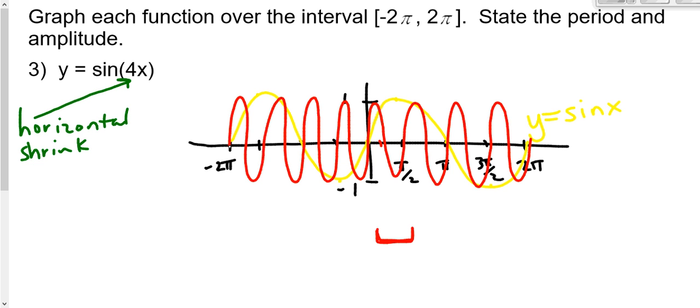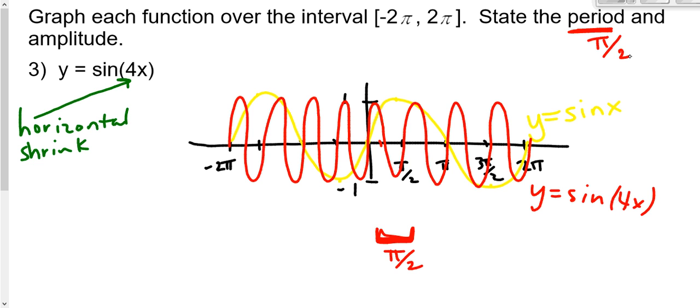Okay. So then, what's the period? The red one here is the one we were asked to graph. What's the width of one cycle? The width of one cycle is pi over 2. That's the space, the horizontal space it took to do one complete curve.